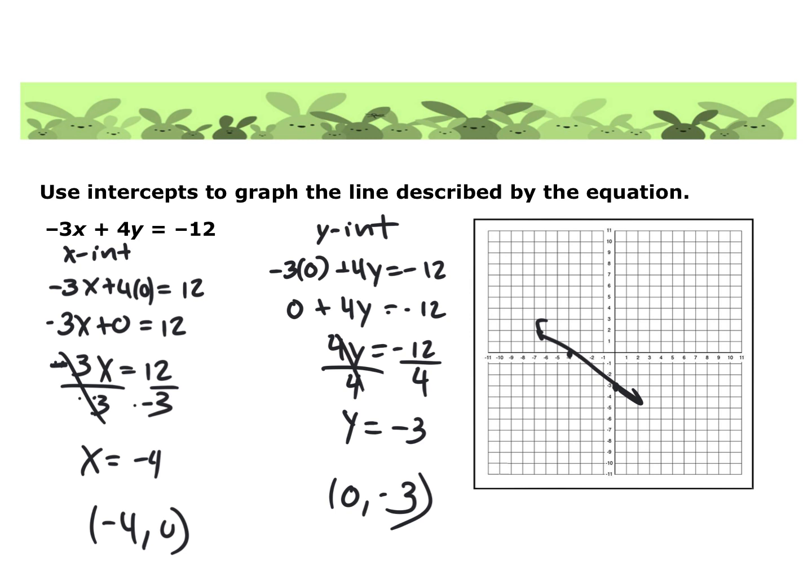Thank you, someone just pointed out a mistake. I forgot to write the negative in here, so it's actually a positive 4. So it's actually right here and right here. Draw that line, and then we're good to go.